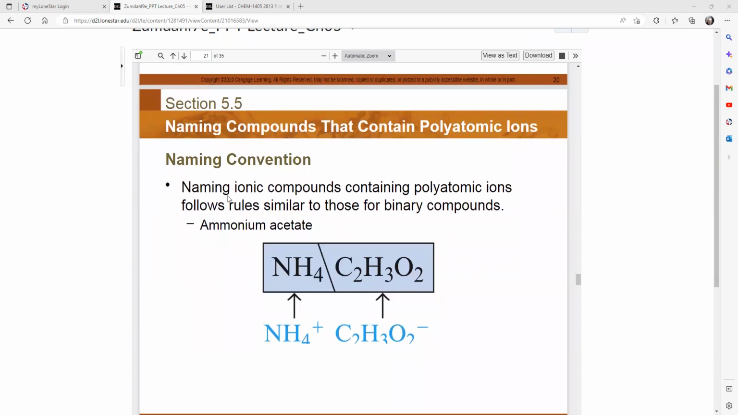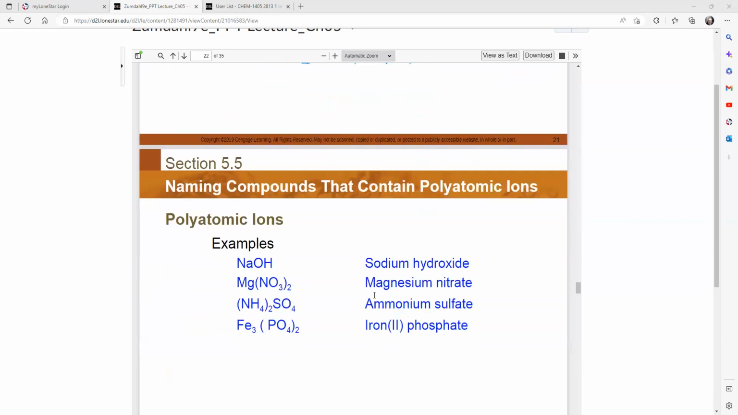Well, this is what you have to do in order to name a compound like this. First, you name the cation, in this case ammonium, and then you name the anion, in this case acetate. Then it is ammonium acetate. In this case, you have different examples of compounds that contain at least one polyatomic ion.